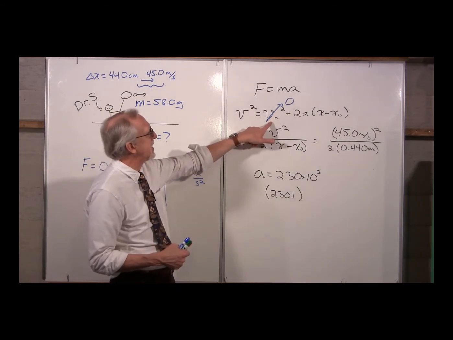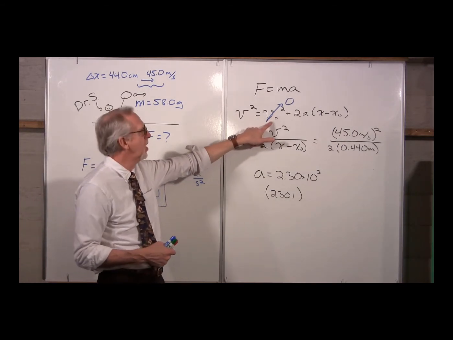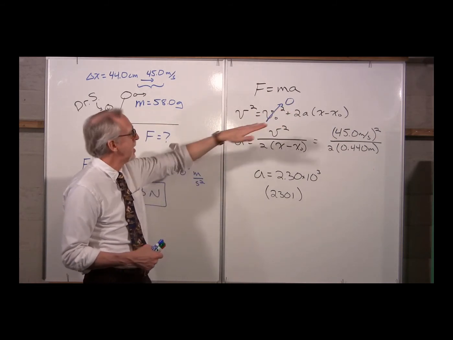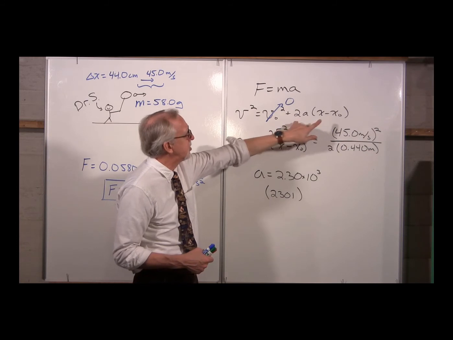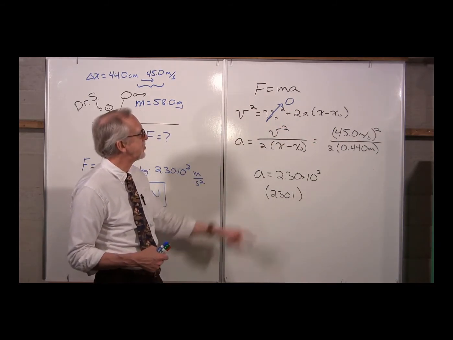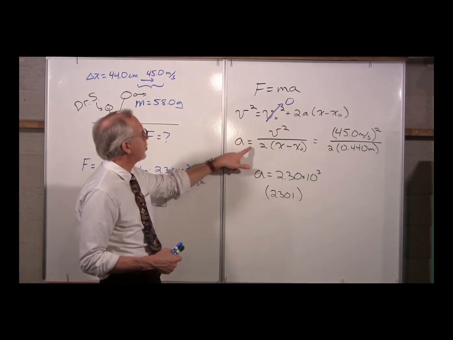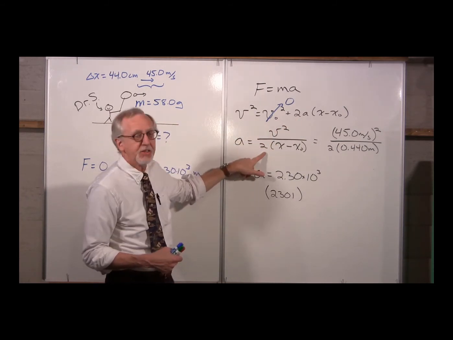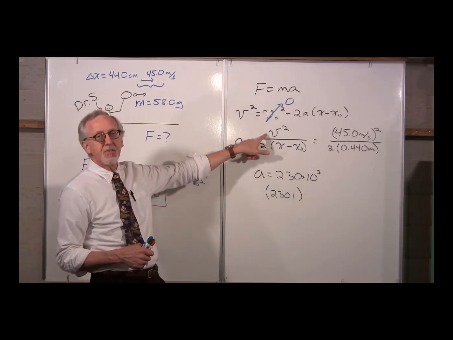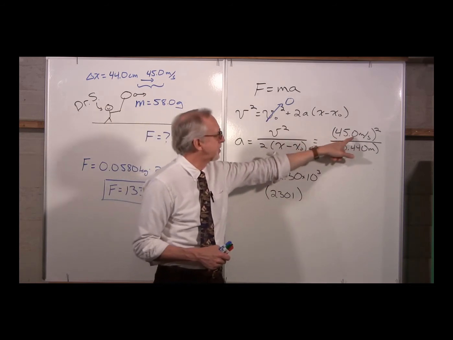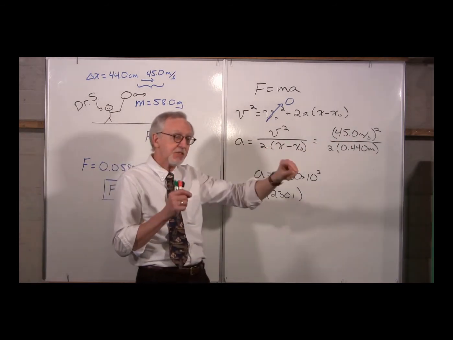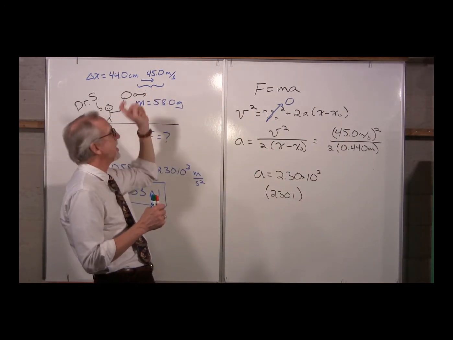So what do we know? We know the initial velocity of the ball is 0, so I'll say v naught is 0 right in the beginning. So we can just get rid of that. Now, solving for the acceleration, we have to divide both sides by 2 times (x minus x naught). So we end up with a equals v squared divided by 2 times (x minus x naught). V, the final velocity, we know is 45 meters per second, divided by 2 times (x minus x naught). That's the distance traveled, which we know is 44 centimeters.